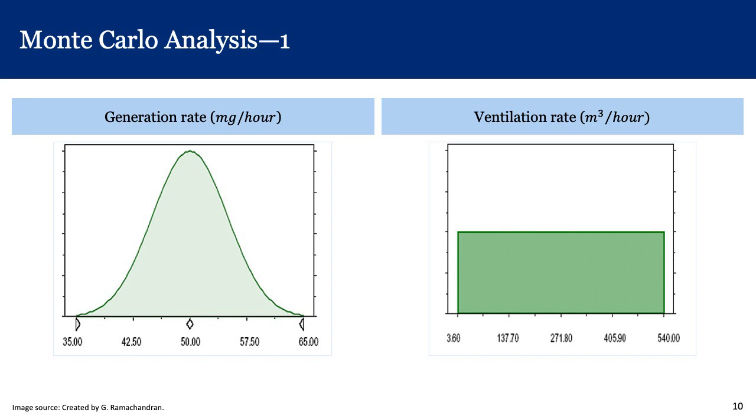A more realistic approach is provided by this Monte Carlo analysis. And what we do here is, rather than just take the ends of our probability distributions, for example, for the generation rate, we took the values as 35 and 65 and ignored all the values in between. Now we are going to take the entire normal probability distribution with a mean at 50 and a standard deviation of 5. And likewise, for ventilation rate, we take the entire range of values between 3.6 and 540 cubic meters per hour.